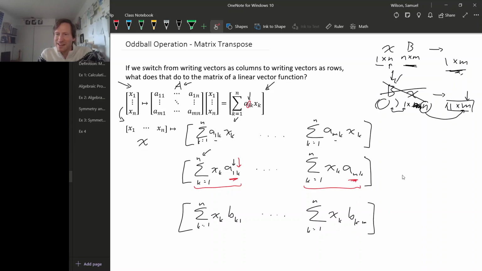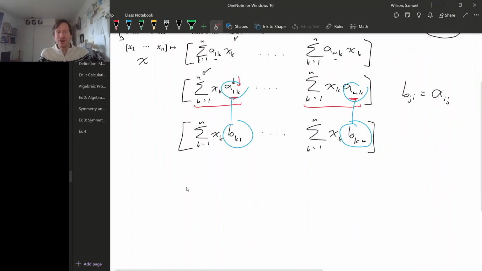And so what this is telling us is that b sub, I guess we should call it ji, right, if you compare the a's and the b's, the a's are what we have, the b's are what we want. So the b's have to be just the a's, but with the indices reversed. So b sub ji is a sub ij.